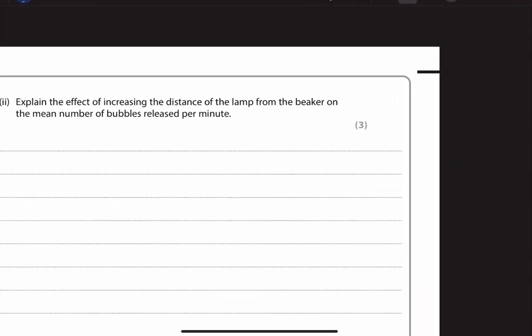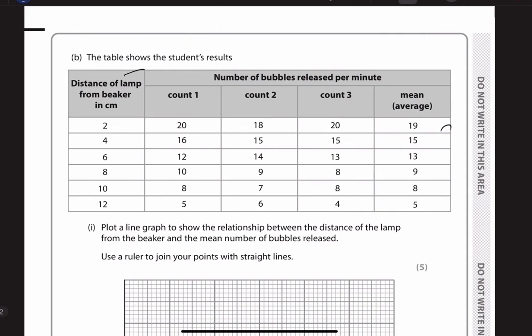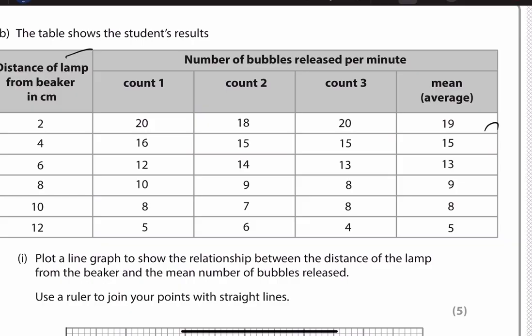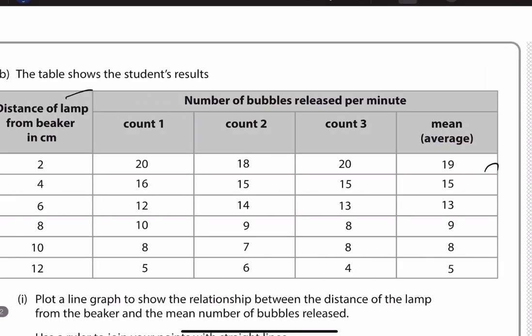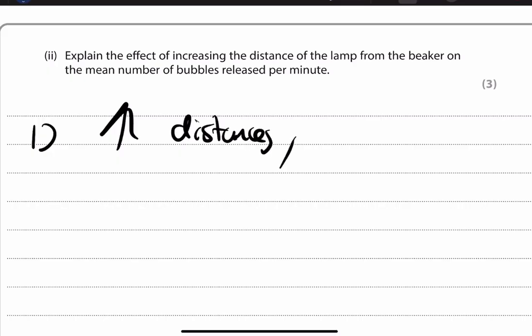So yeah. Explain the effect of increasing the distance of the lamp from the beaker on the mean number of bubbles released per minute. Okay, so we're going to just look at the data for this because we're not drawing the graph. But we can see that as we're increasing the distance, we're seeing a lower mean number of bubbles per minute. So this means that as distance increases, we see lower bubbles per minute.